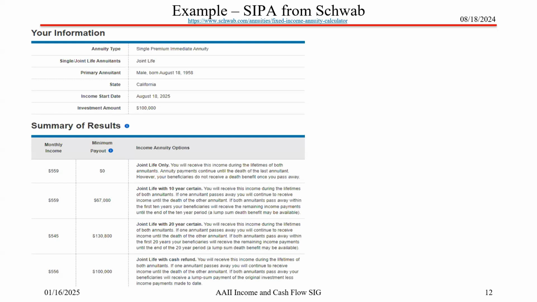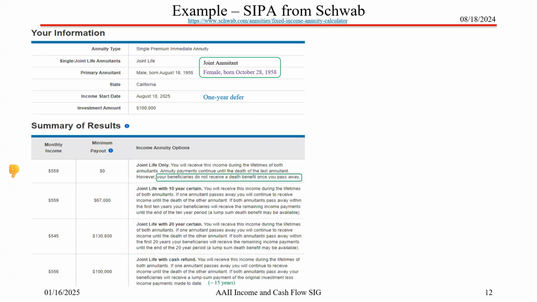They tell you what options you actually got. The joint annuitant, which is the spouse, is a female born 2 months after the male annuitant. Also, this is 1 year deferred. Just by looking at this, probably nobody is going to choose the first one because the monthly income is the same, the minimum payout is 0, and it's joint life only.